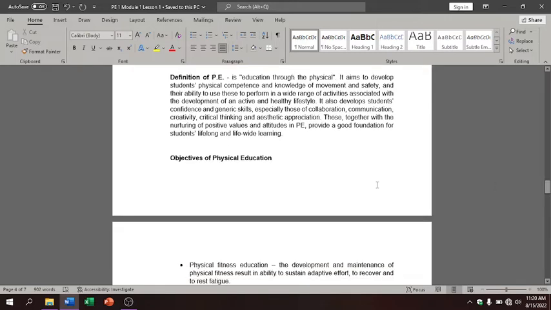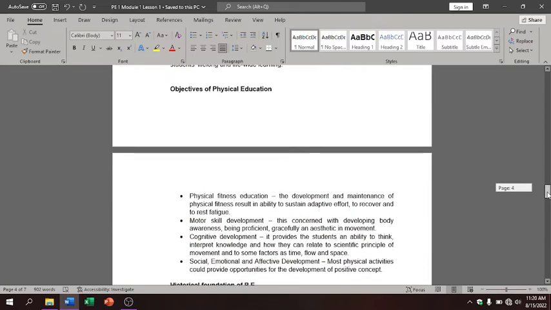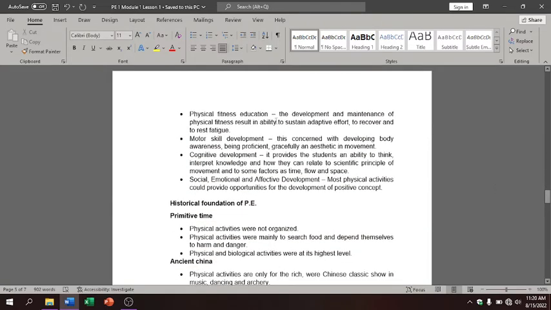We also have here the objectives of physical education. What are the objectives? Physical fitness education. This objective is the development and maintenance of physical fitness, which results in the ability to sustain adaptive effort, to recover, and to resist fatigue. This objective commonly talks about your physical aspects, or being a physically fit individual.